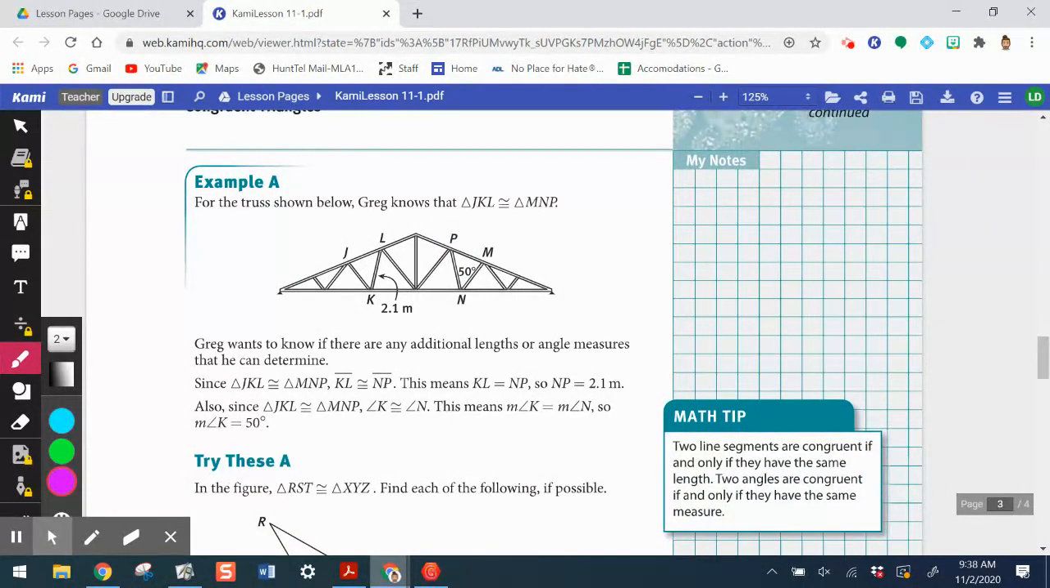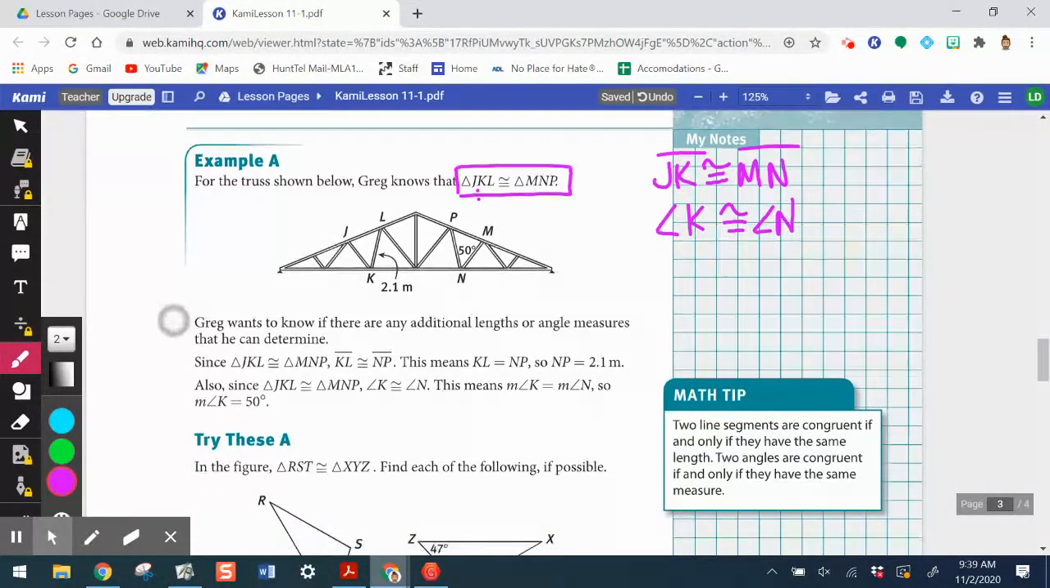For the truss shown below, Greg knows that triangle JKL is congruent to triangle MNP. So there is that drop the mic statement. With that statement, we know that line segment JK is congruent to line segment MN. We also know that angle K is congruent to angle N. So we know 3 pairs of corresponding sides are congruent in these triangles, and 3 pairs of corresponding angles are congruent in these 2 triangles. And that's what this text is telling us here.